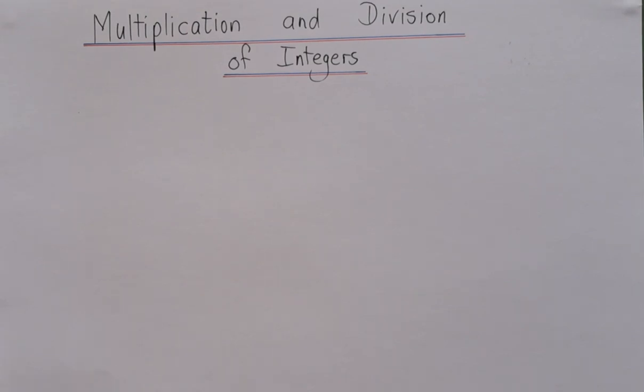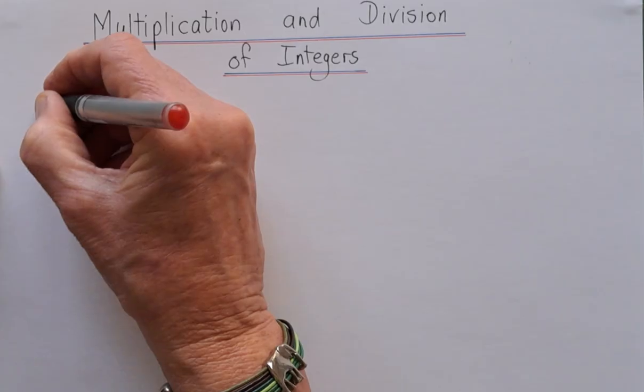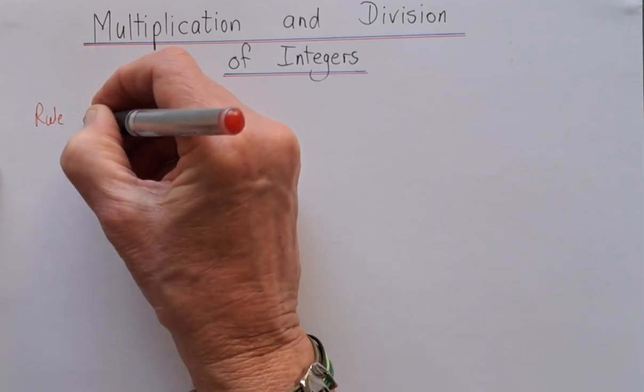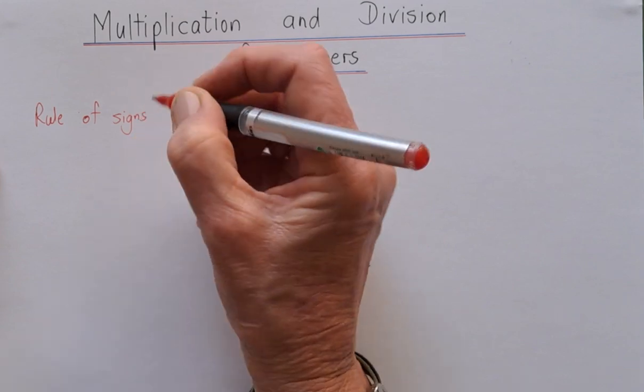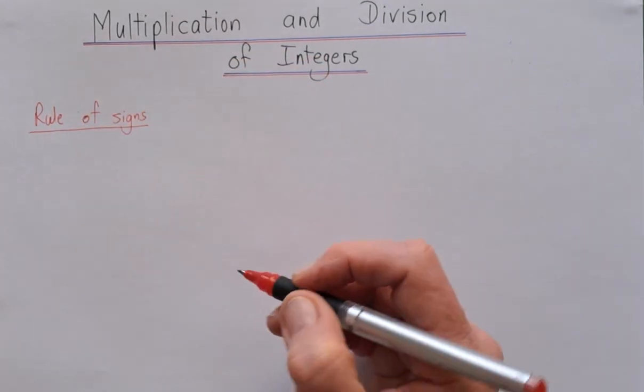In episodes 1 and 2 on integers, we've looked at adding and subtracting integers using a number line and then moving on to working without an actual number line. We're now going to look at multiplication and division of integers. They also work with the same rules because they're inverse operations. So we now need to look at their rules, and their rules are called the rule of signs. Signs meaning, are we dealing with a positive or a negative?